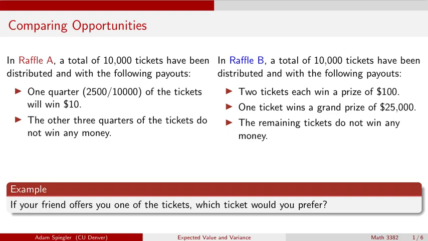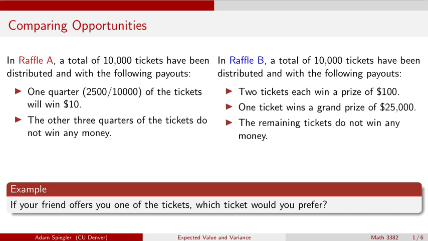All right, welcome. We are going to investigate two properties of random variables, the expected value and the variance in this video. And to motivate our exploration, we are going to consider the following scenario. We have two opportunities to win some money in a raffle.